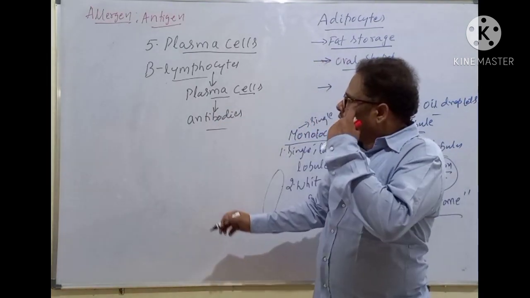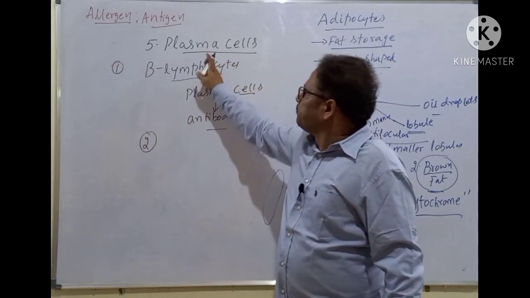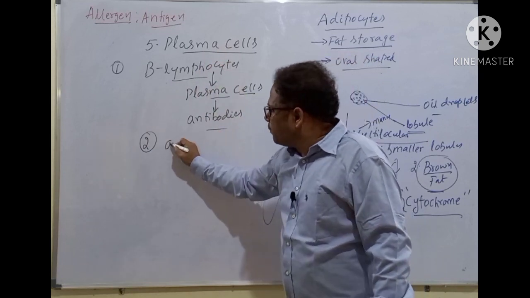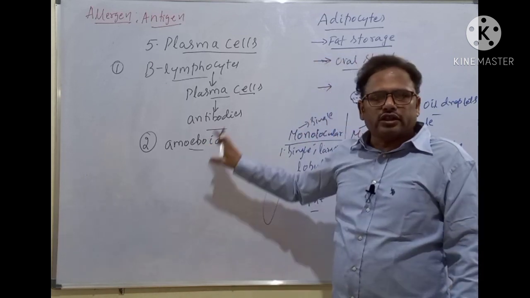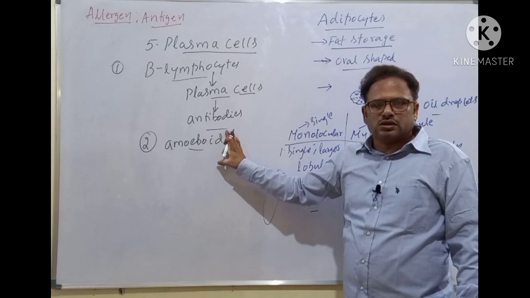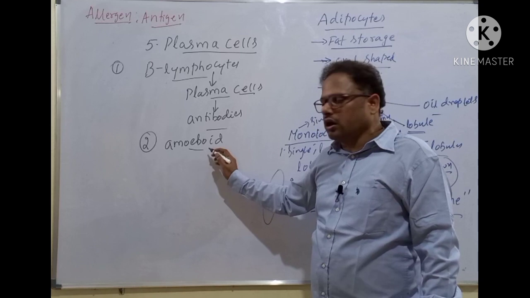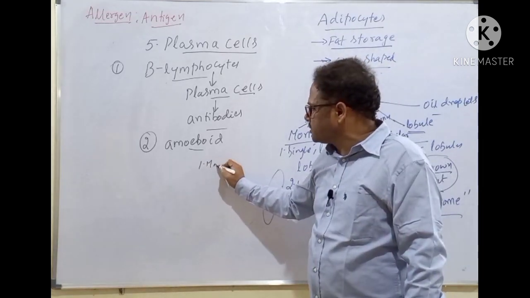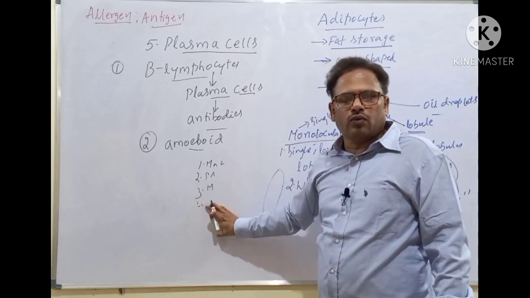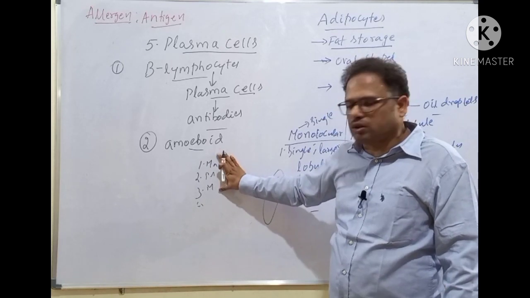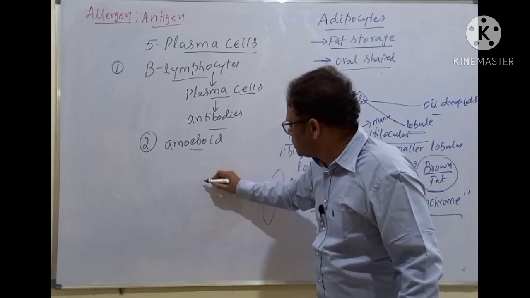Follow, students. That is the first point to be noted. The second point is the plasma cells are also amoeboid in shape, just like the mast cells or macrophages. So a question may come: which of the following cells are amoeboid in shape? Number 1, macrophages. Number 2, plasma cells. Number 3, mast cells. Number 4, all the above. What's the answer now? All the above is the answer. All these are amoeboid cells only. Clear?